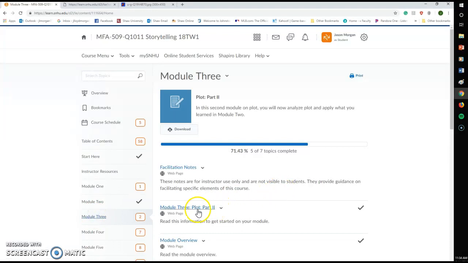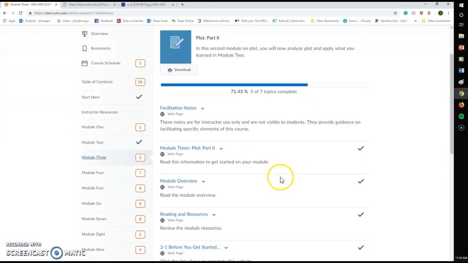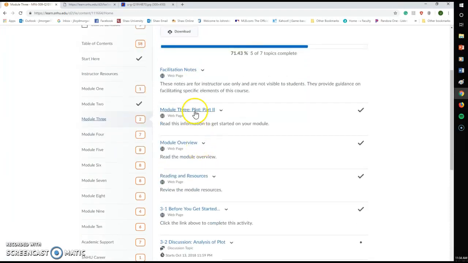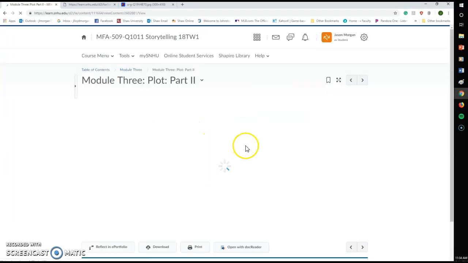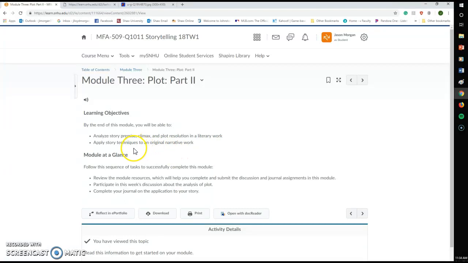Okay, so this is plot part 2, the revenge. This time it's personal, right? Let's take a look at what we're doing for this module. We are basically analyzing story premise, climax, and plot resolution in a literary work. That's something we're going to be working on, and we're going to apply these concepts in original narrative work. So you get to do some work about your own stuff.